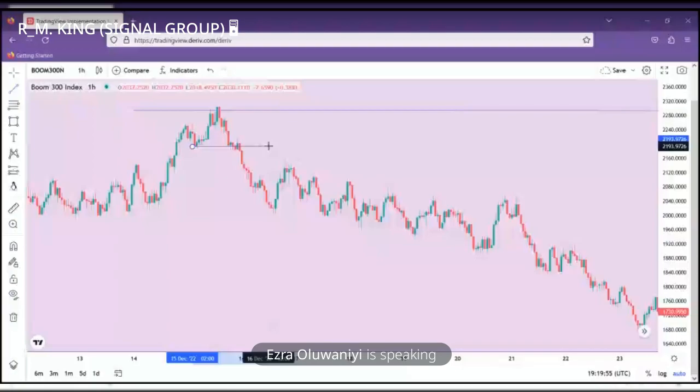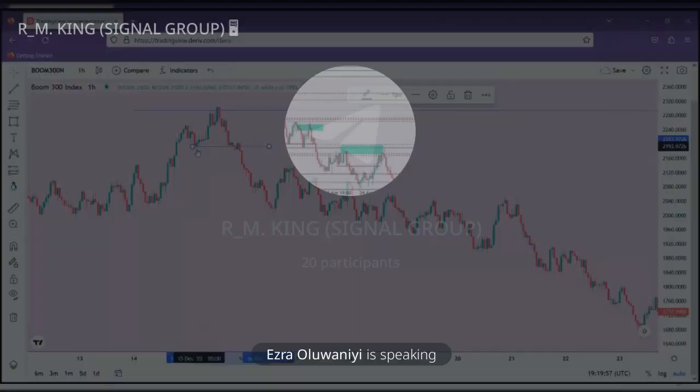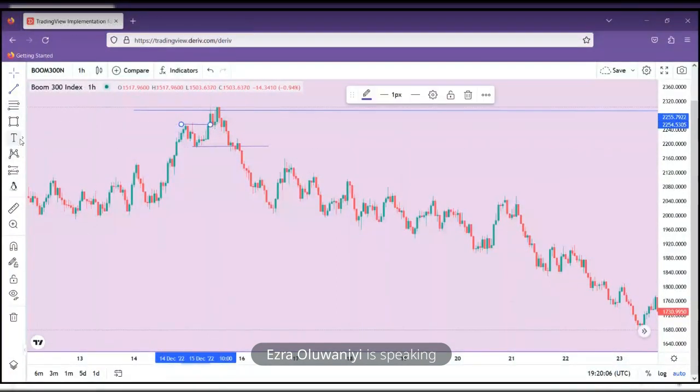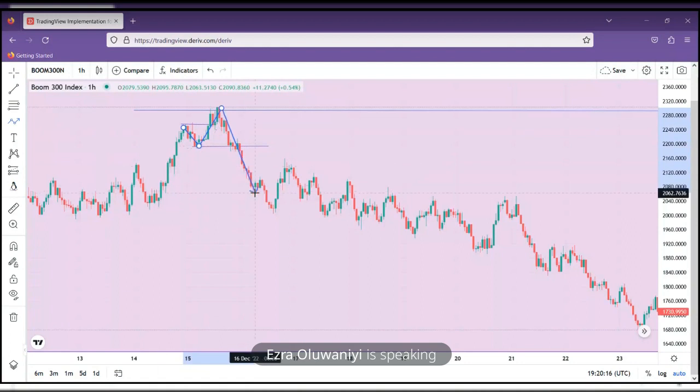Okay, so structure broke. This is a high. Let me just use this sign to mark it. So I have this, I have this, I have this, and then I have this. Now, most persons will think price wants to reverse, but not me. So I have a push down, a push up, a push down, a push up, a push down, a push up.